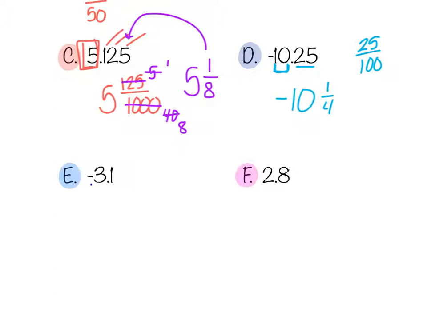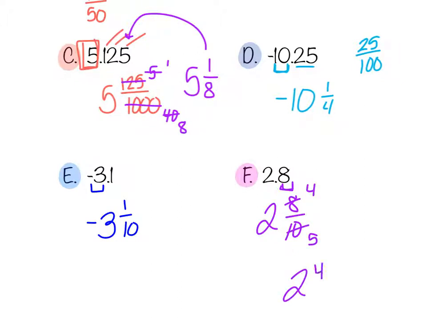-3.1, start with the -3, put it as your whole number. And then the 1/10 would be your fraction part. And then example F here, we've got 2 and 8 tenths. Remember, it's in the tenths column again. And 8 tenths can be reduced by 2 to 4/5. So 2 and 4/5.